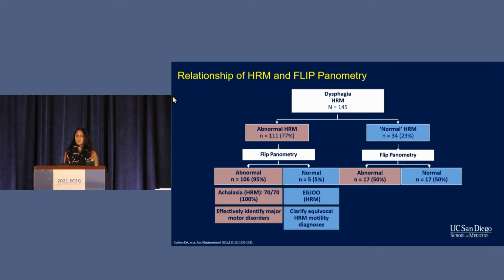Now, if we look at patients with a normal manometry, 23%, FLIP called 50% as normal and 50% as abnormal, so there was fair disagreement there. And there's a lot of research going on right now to see, is FLIP detecting some functional abnormalities that maybe manometry is not picking up on?